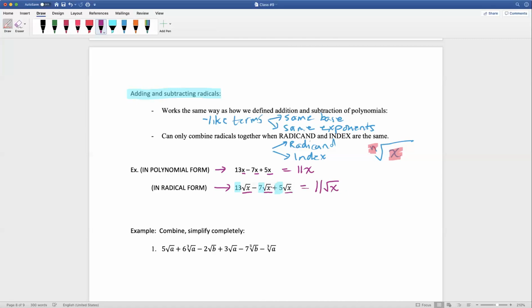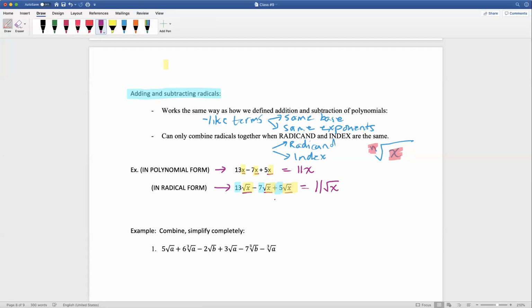So again, addition and subtraction of radicals is exactly the same as addition and subtraction of polynomials. You guys are familiar with polynomial addition and subtraction as well. So we're looking for the same base and exponent in polynomials. We're looking for the same radicand and the same index when we're dealing with radicals. So let's get into some radical examples.